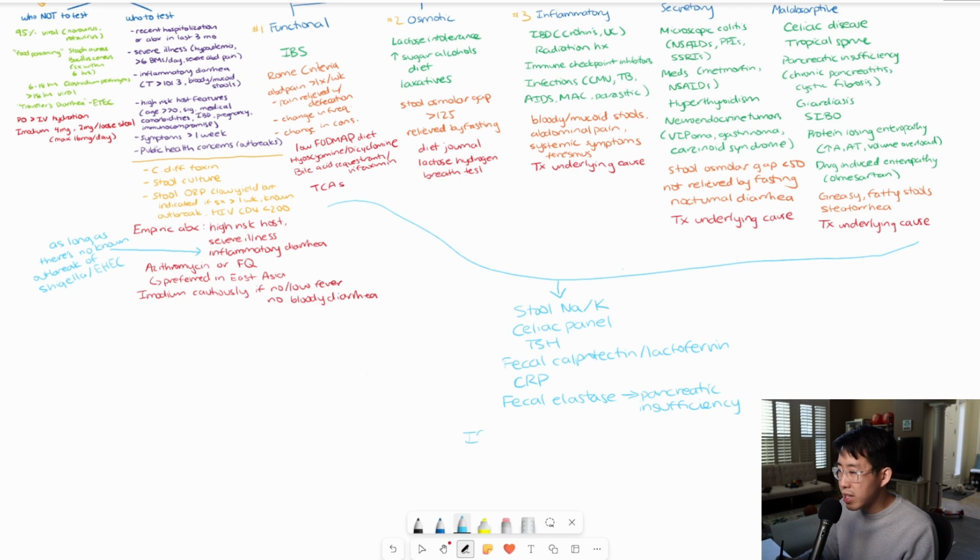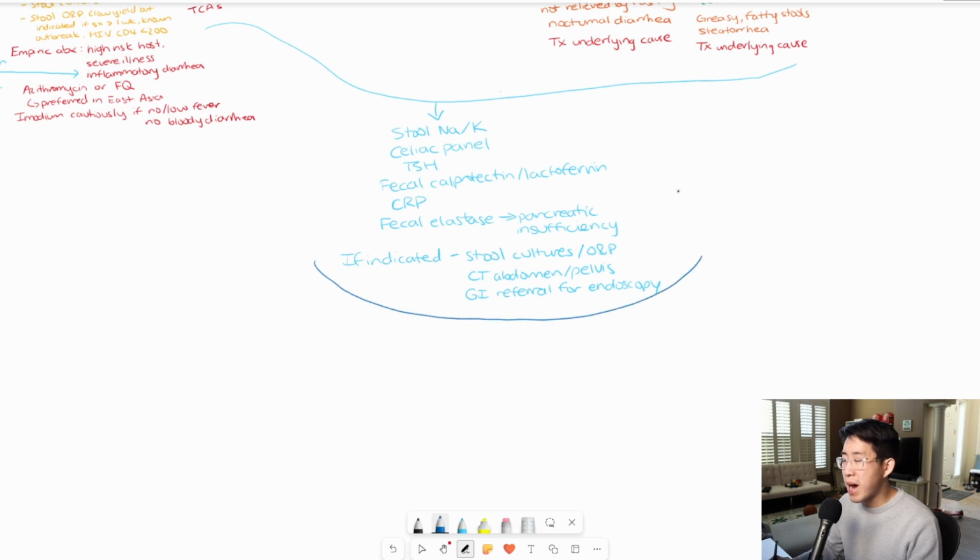And then if indicated, we should also get the stool cultures and stool O&P, and that's going to be based off your clinical suspicion and the patient's history. If they're having very significant abdominal pain, then a CT abdomen and pelvis is recommended. And if they have any red flag symptoms, such as onset after age 50, concern for inflammatory bowel disease, or just severe progressive symptoms, you also want to consider GI referral for endoscopy. So this should be your first pass workup.